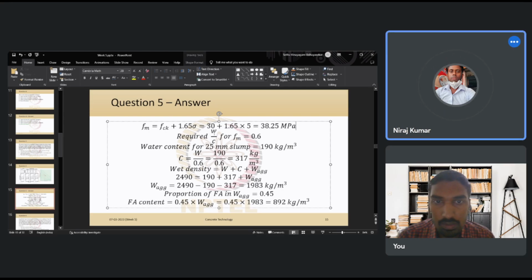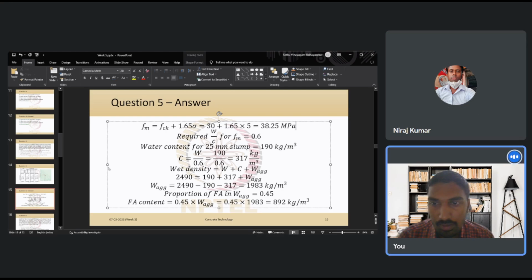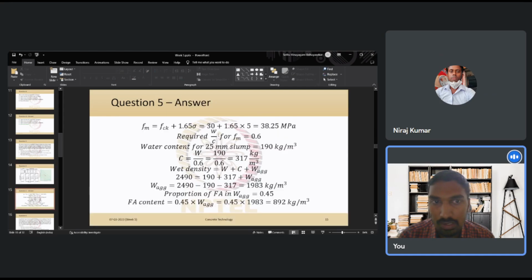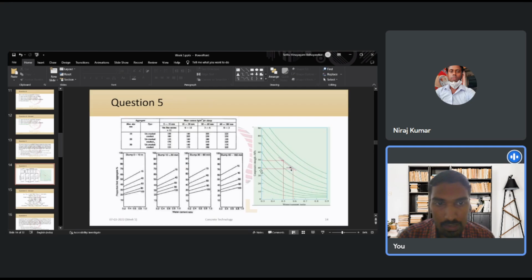Then we found out the water to cement ratio required for the target mean strength, right? So using the relationship between the compressive strength and the water to cement ratio, we took a trial mix of 0.5 water to cement ratio, and we measured its characteristic strength after 28 days, and then we found out which curve to be chosen. And once we chose the curve, we found out for the target mean strength what water to cement ratio is required, right? So that is the second step.